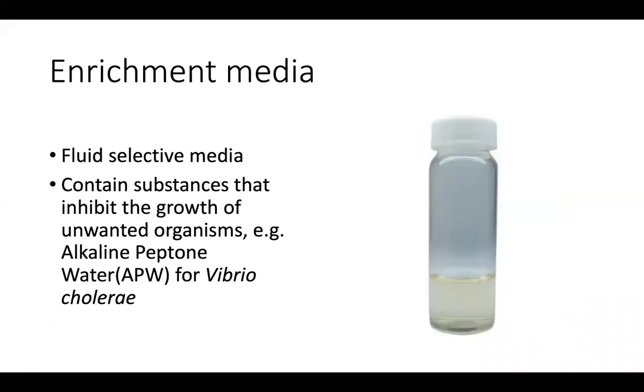Then we have enrichment media. Do not confuse enriched media with enrichment media. Enrichment media is a fluid, a broth, a fluid selective media. It contains substances that inhibit the growth of unwanted organisms. It's usually used where you get a specimen from an area which is naturally very rich in normal flora. An example of enrichment media is alkaline peptone water. This is an important enrichment medium for the causative agent of cholera, which is Vibrio cholerae. So you get a specimen from the patient, you do not take it straight to a solid medium. You take it to the enrichment medium, get good numbers of the bacteria if they are present, and then we inoculate it onto the solid medium.